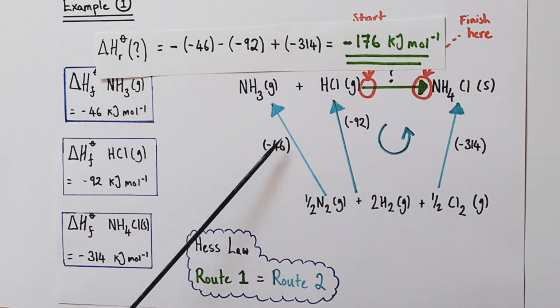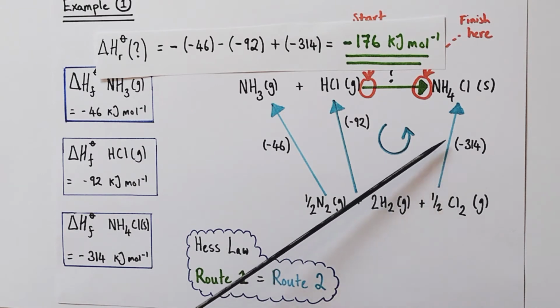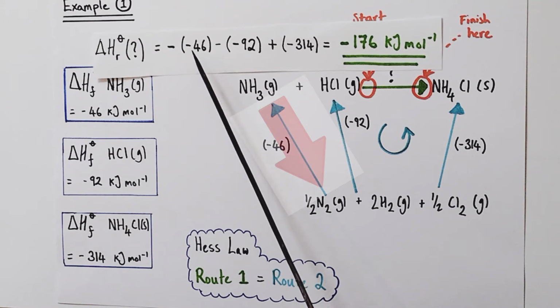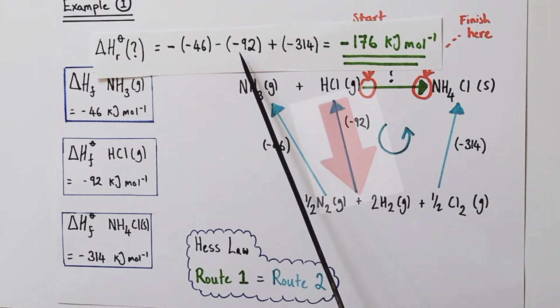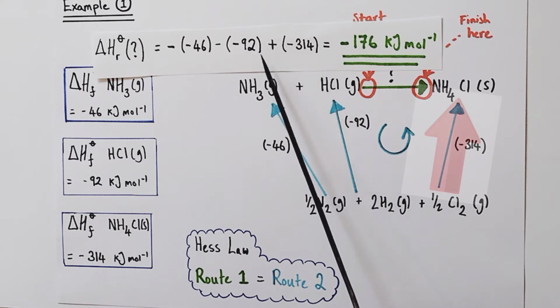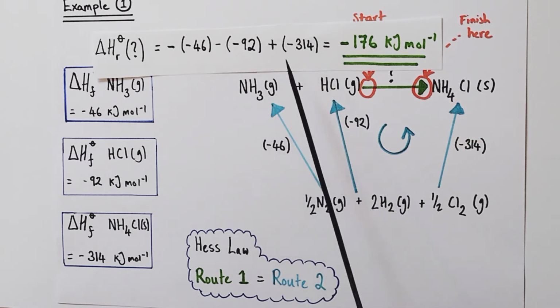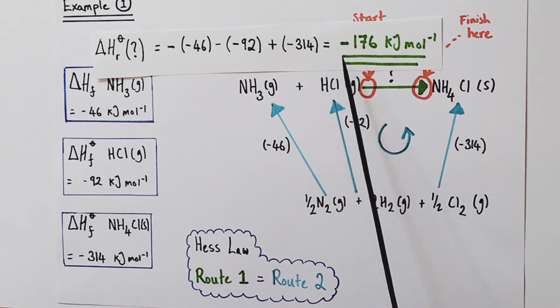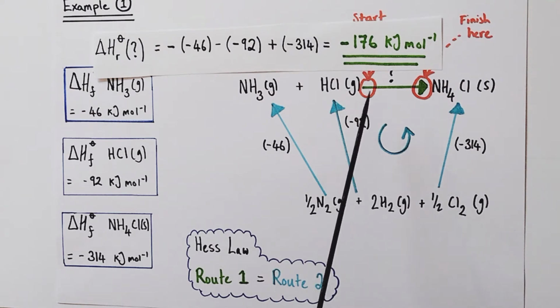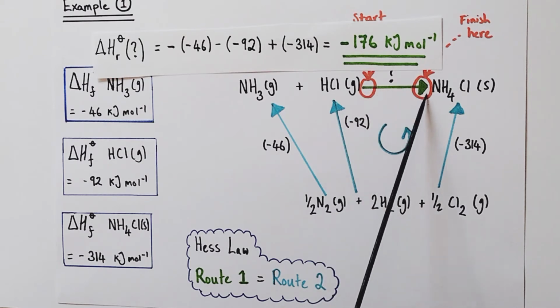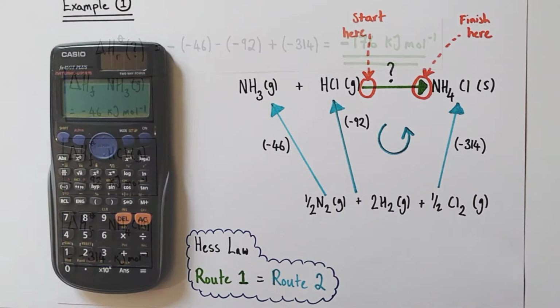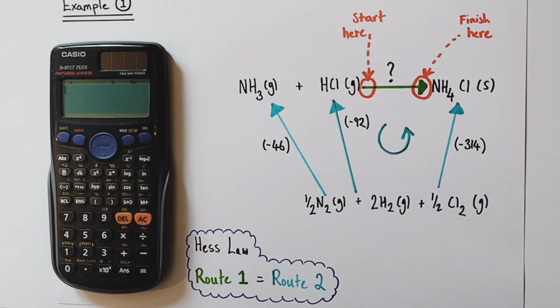We're going against the direction of these two arrows and then with the direction of this arrow as we travel around route 2. That would be minus 46 against direction, minus 92 against direction, plus minus 314 because we're going with the final arrow's direction, and the sum of the enthalpy change of route 2 is equal to minus 176 kilojoules per mole. Now, because of Hess's law, route 2 is equal to route 1 in terms of enthalpy change, so that means we now have also discovered the enthalpy change of the green arrow, which is minus 176 kilojoules per mole. Problem solved.